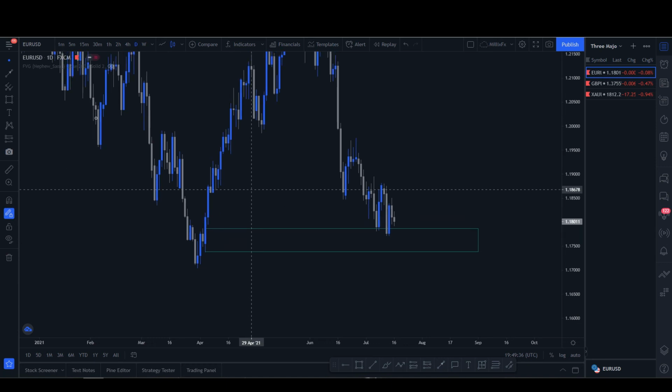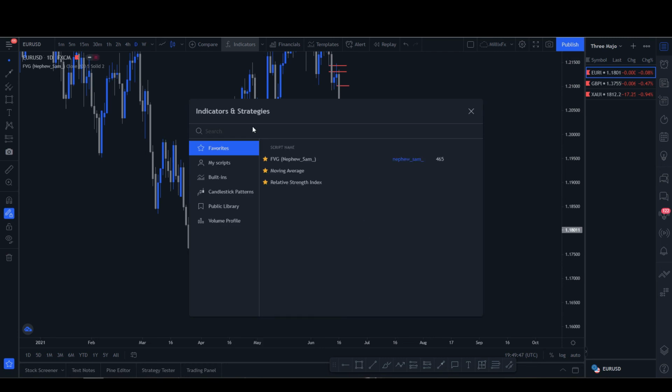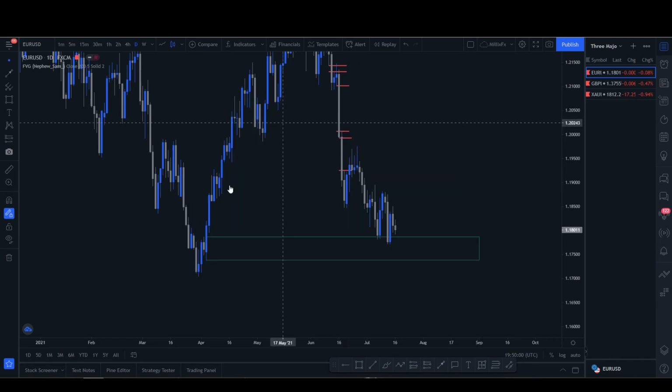this area. I use an indicator called the FVG, and if you want to see it, you can just go to the indicator section and type FVG. Okay, let's type FVG, and you can see the first one, you can just use that one. When you open it, you can see how it has highlighted the imbalance areas.